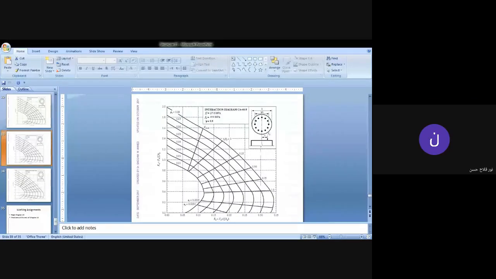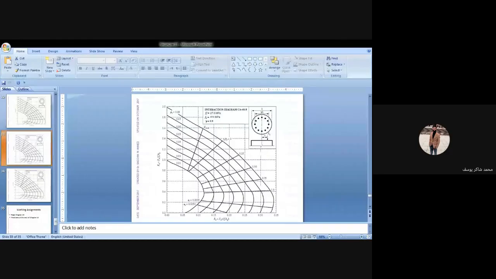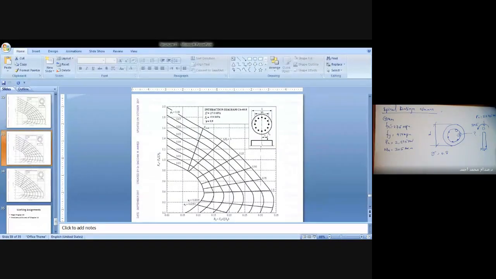Does the chart need to match the number of our bars? Not necessary. Sura asked the same question. It doesn't matter, it means nothing. This is not like a rectangular column. If it's rectangular, I should consider that, but here it's not required.